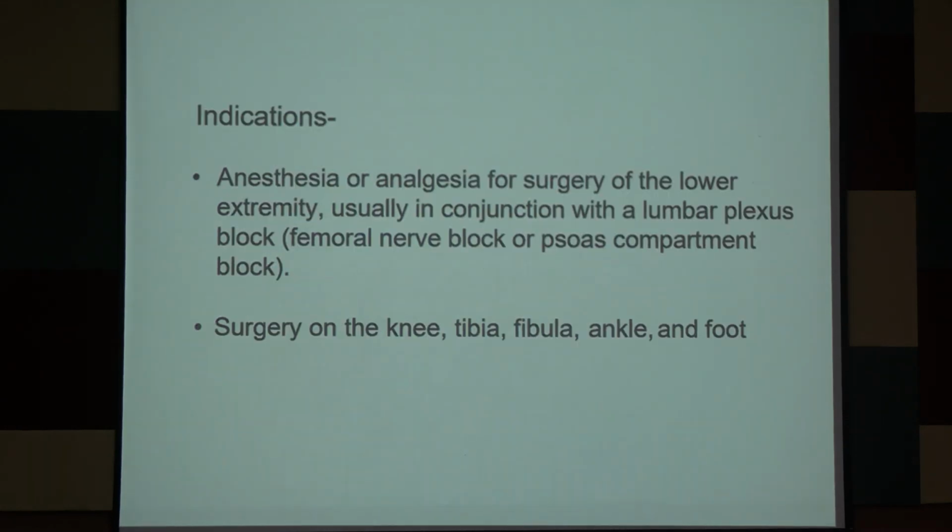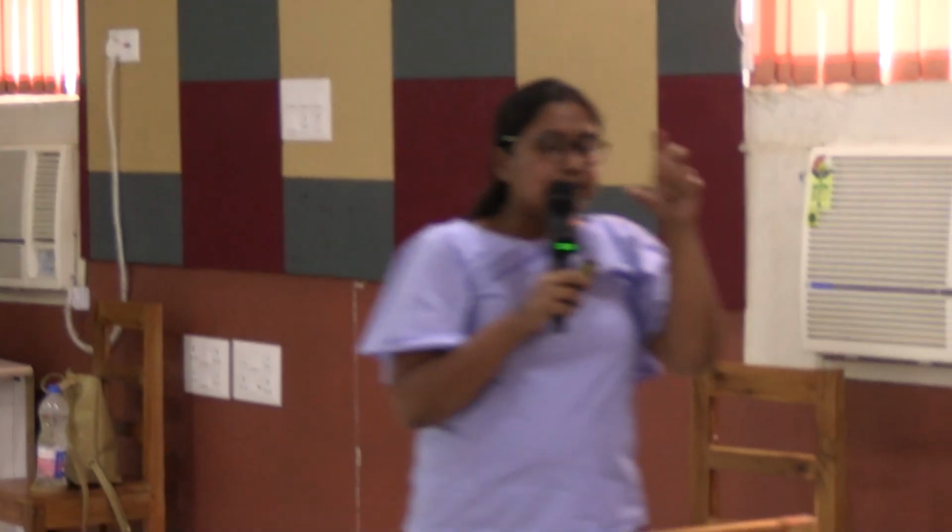Okay, anesthesia or analgesia for surgery of the lower extremity, usually along with the lumbar plexus block. So brachial plexus has one advantage. It is a complete plexus. It supplies the whole of the upper limb. So if you provide anesthesia to brachial plexus, the whole of the limb will be anesthetized. But sciatic nerve is just one nerve. Although it is a thick, big nerve and supplies a huge part of the lower limb, it does not supply the whole of the lower limb, right? So it is used more in case of analgesia than anesthesia.